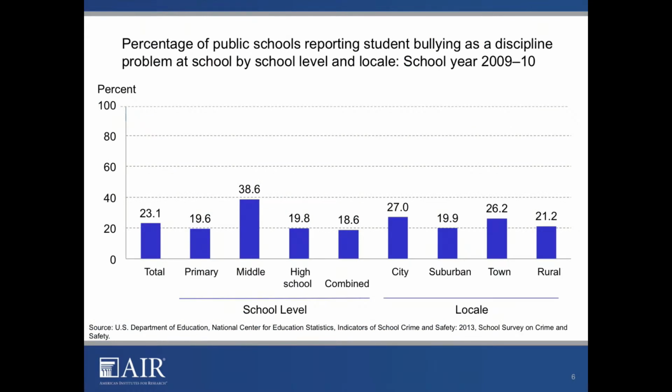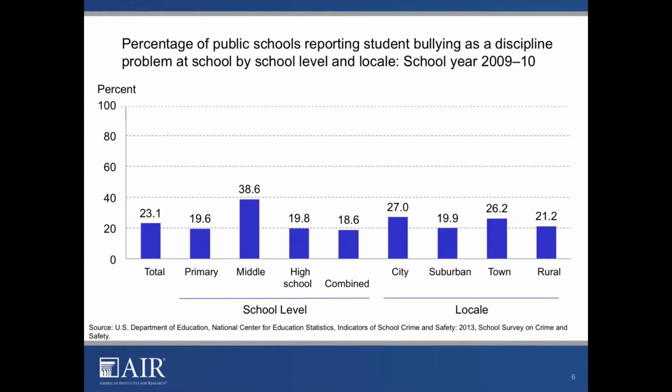So diving into the data, this is data from the School Survey on Crime and Safety, also known as the SSOCS. The most recent year of data that is available is the 2009-10 school year. The SSOCS is going back into the field, which is exciting, but this is what we have to work with as of right now, and we're looking at the percentage of public schools, so this is school-level data collected from school principals and administrators, reporting student bullying as a discipline problem at their schools.